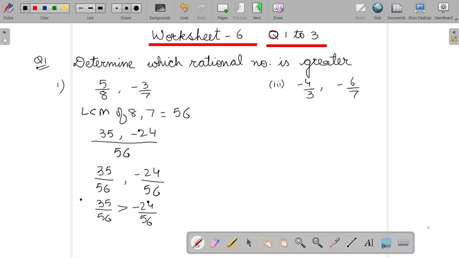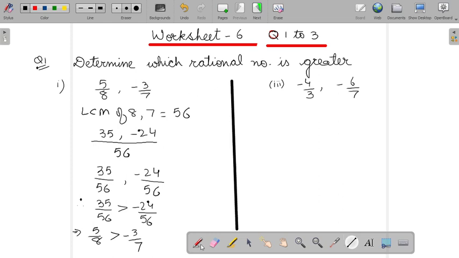Now, you have to write the actual rational number. So this 35 by 56 is the solution for 5 by 8. It means 5 by 8 is greater than minus 3 by 7. I hope this question is clear to all of you.